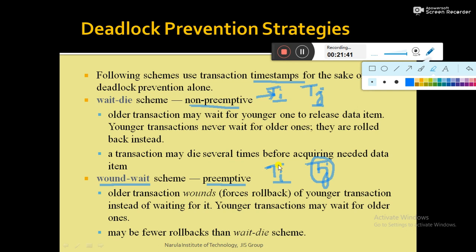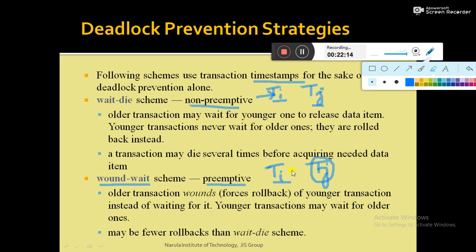Again I am repeating. Suppose Tj is holding a lock on a particular data item and the same data item is requested by Ti. Now in the wound-wait scheme what will happen? The system will roll back Tj. Why? Because Tj is the newer one. So Tj is rolled back, and we can say that Ti has wounded the transaction Tj. The system will roll back Tj because Tj is a younger transaction, and it is termed as wounded by Ti.